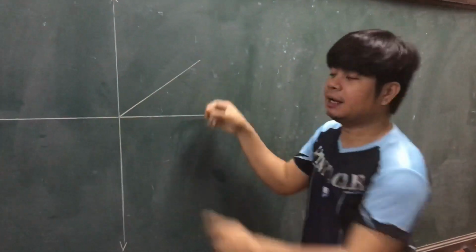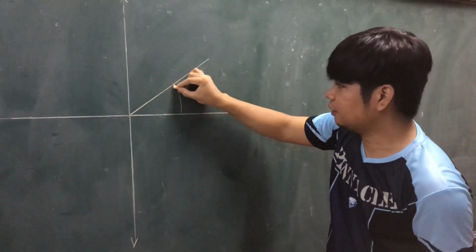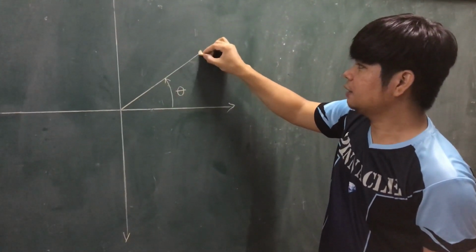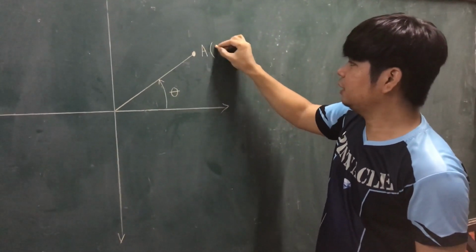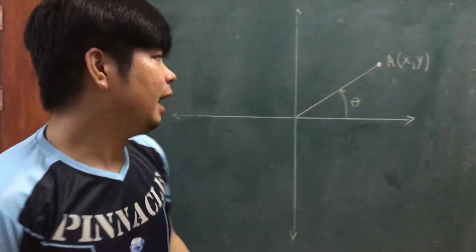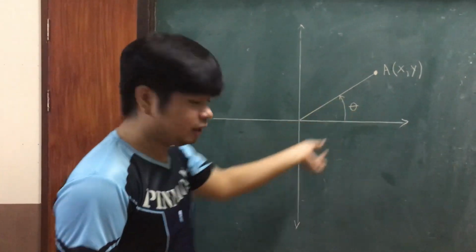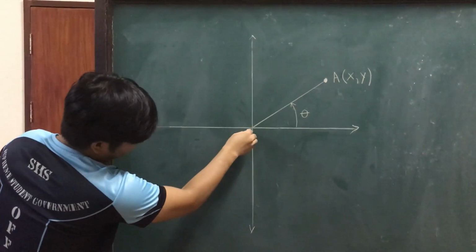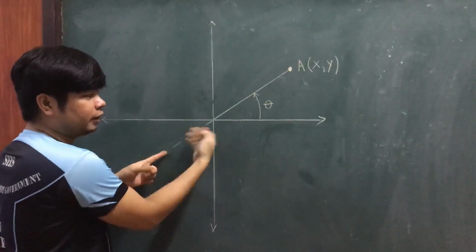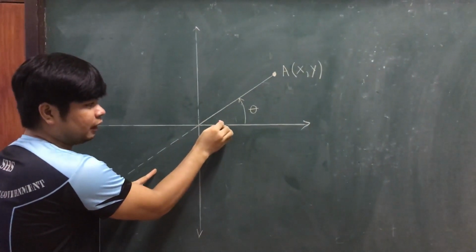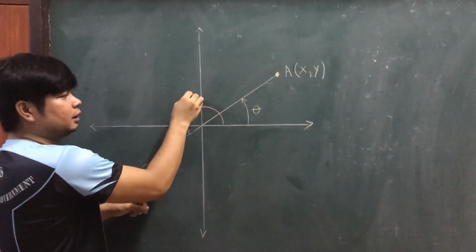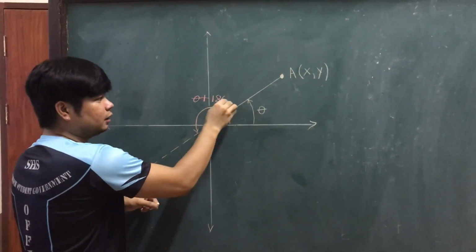Consider this as a terminal side. So there is a generated angle counterclockwise. Let's say that is theta. I name the terminal point as point A, having coordinates x and y. If I add 180 degrees to theta here, then imagine what's happening. It will be like this. So from theta plus 180 degrees, I have here theta plus 180 degrees.